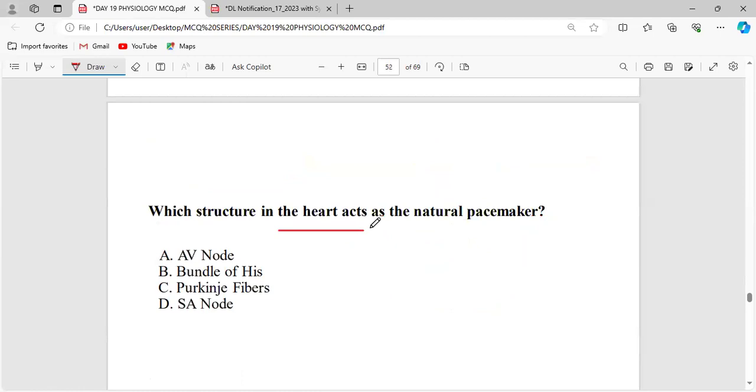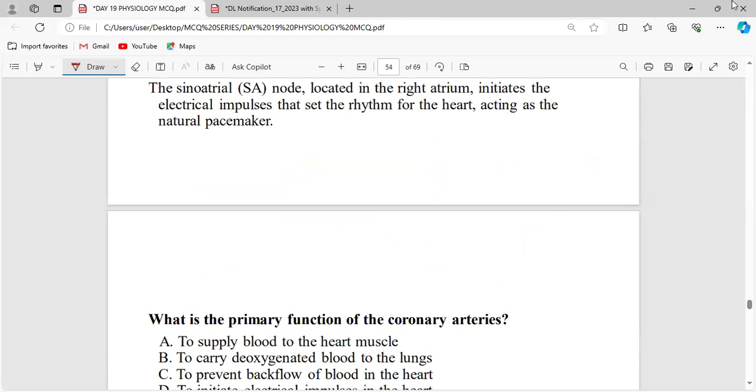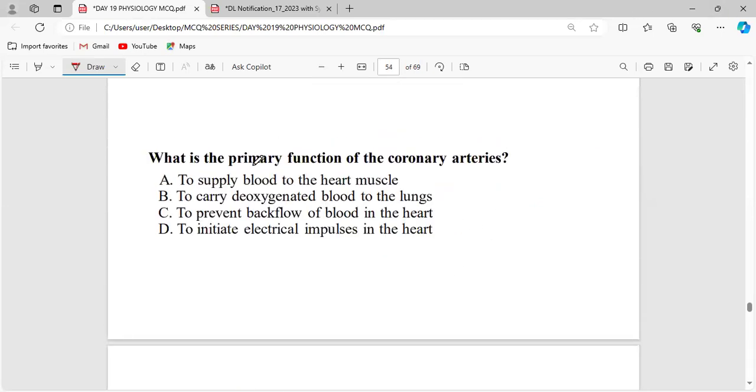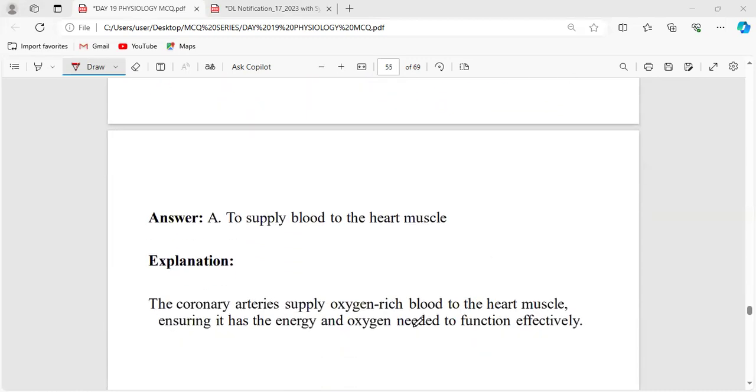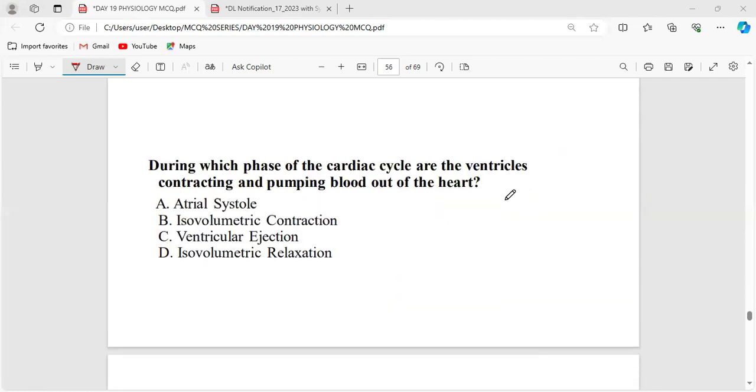So which structure in the heart acts as a natural pacemaker? We know that will be the SA node. Don't waste time in answering this question. And what is the function of the coronary artery? What is the primary function of the coronary artery? Yeah, that will be to supply blood to the heart muscle. Don't get confused with this question.